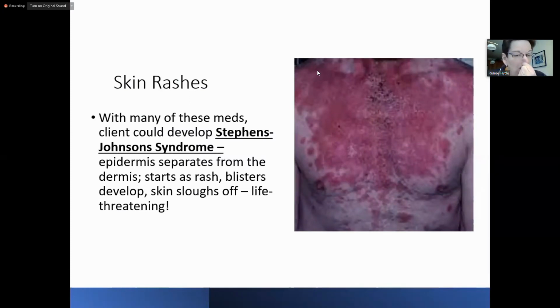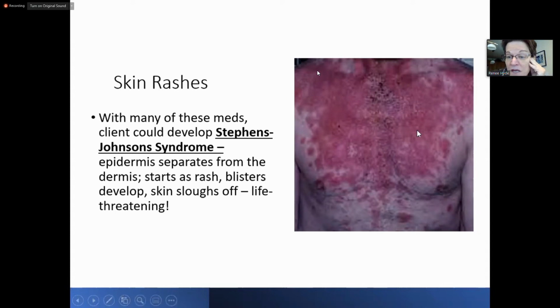I don't know how many of you have ever looked up what Stevens-Johnson syndrome is, but a lot of your anticonvulsants can cause it. I know you've seen it in your med book, and it's always underlined in red because it's an extreme adverse reaction. This is what Stevens-Johnson syndrome is.